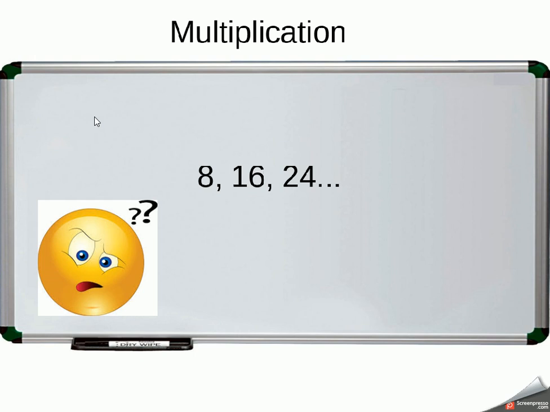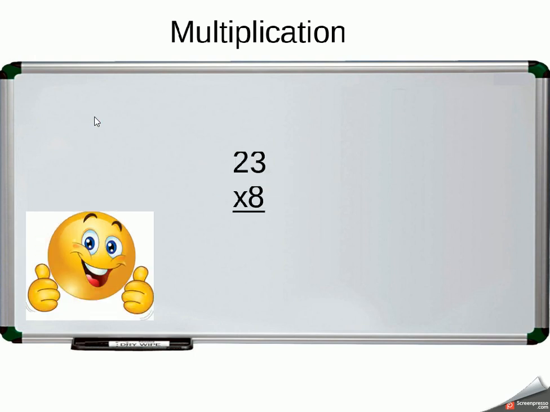So rather than simply going up in 8s, what we're going to do is write down the number 23 and underneath it put the times sign and the number 8. Notice how I've lined up the units, which we always try to do in maths.